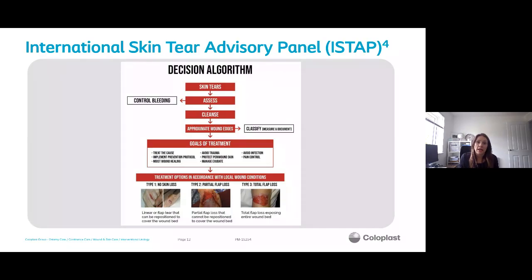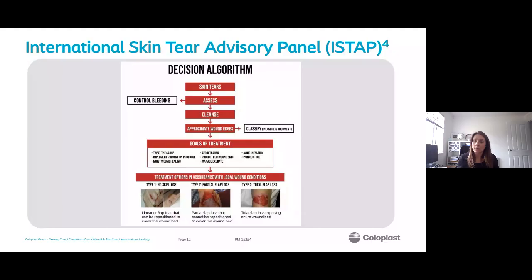So the International Skin Tear Advisory Panel, ISTAP, have produced this decision algorithm to try and help us with managing skin tears. And what we initially need to do is to assess this skin tear and control any bleeding. We would then want to cleanse this wound and approximate the wound edges where we're able to do so. It's at this point that we would also classify, measure and document this wound. We would then be looking at identifying the treatment goals and how we can best treat this wound moving forward.